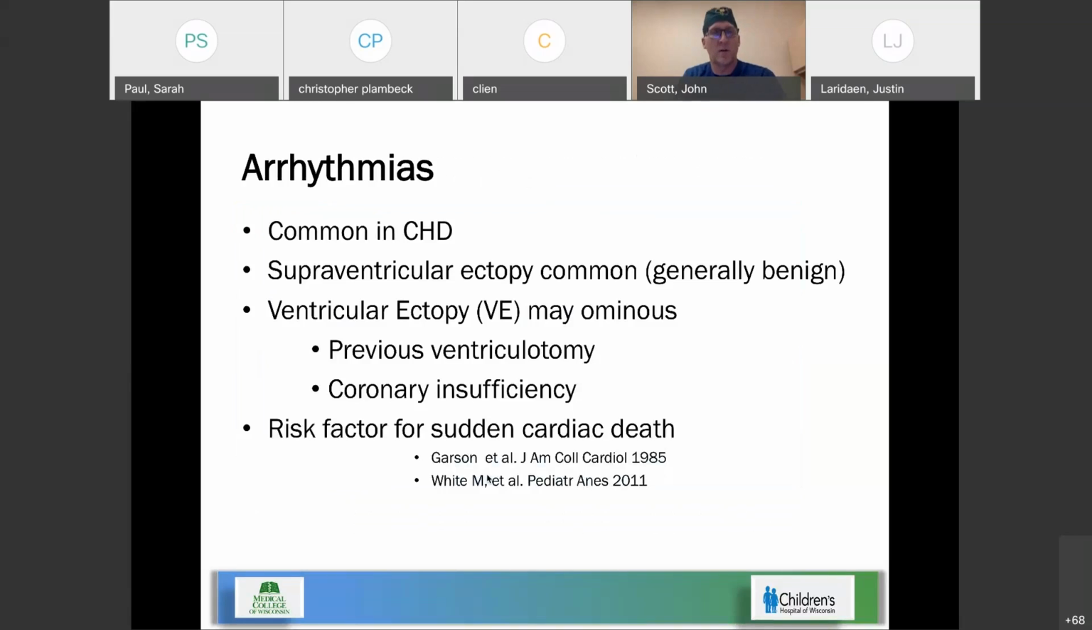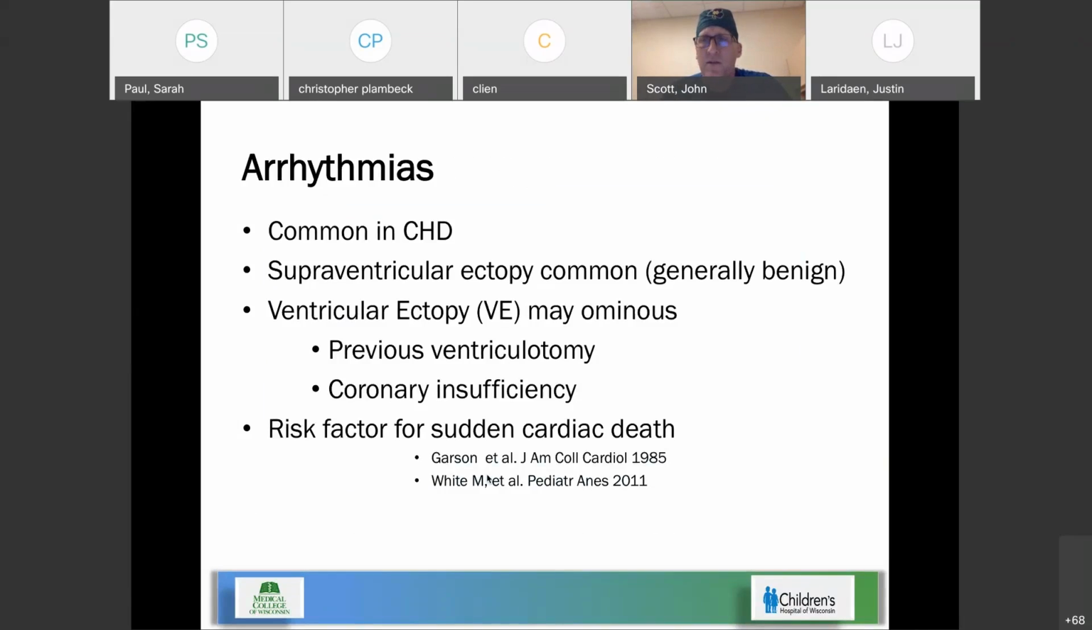The next complication we want to discuss is arrhythmias. These are very common in patients with congenital heart disease, both after their cardiac procedures and non-cardiac procedures. The most common variants tend to be supraventricular arrhythmias, and these are generally benign. But the important takeaway is that ventricular arrhythmias or ventricular ectopy is not normal.